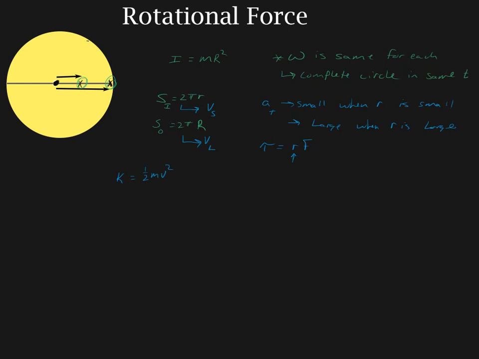And because they both complete the circle in the same amount of time, that work must happen at a faster rate. Or the proper term for that is power. We need more power to get this outer chunk around in the same amount of time as the inner chunk. So the inner chunk takes less power to make it go around. And with more power means you have to have larger forces, etc. Okay, so that's the idea behind moment of inertia.